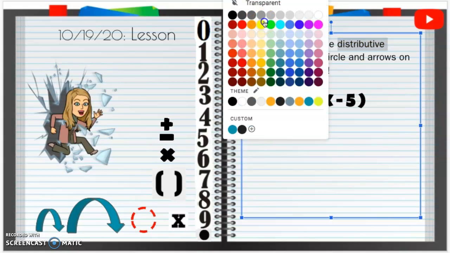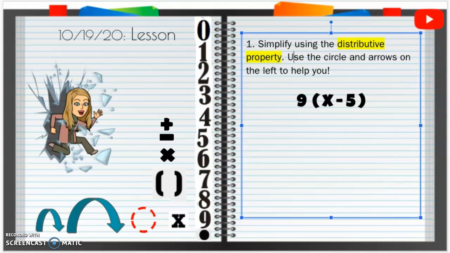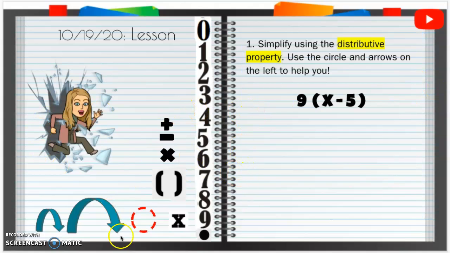When we use the distributive property, I'm going to highlight that. That means we're going to take a look here, and we have this 9 times a quantity of x minus 5. Ooh, we just talked about this variable, or this x. This x is representing a variable. It's representing a number. We don't know what number, though. So all we can do is work with this x.